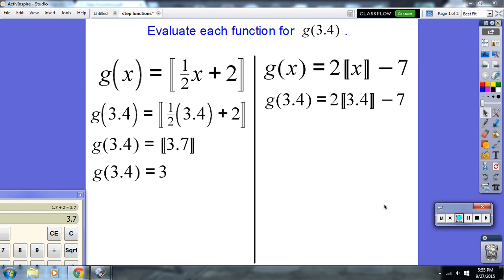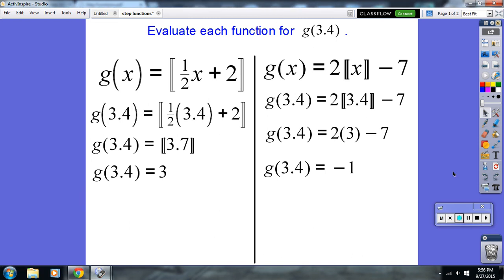So once you substitute, it looks like this. And in this case, the only thing I have in the greatest integer function is 3.4. So my next step would be to go ahead and round down the 3.4 to the greatest integer less than that, which would be 3. And once you've rounded down, the greatest integer function goes away, you replace it with parentheses, and then you just evaluate. 2 times 3 minus 7. 2 times 3 would be 6, minus 7 would be -1. So in my function on the right, g of 3.4 equals -1.